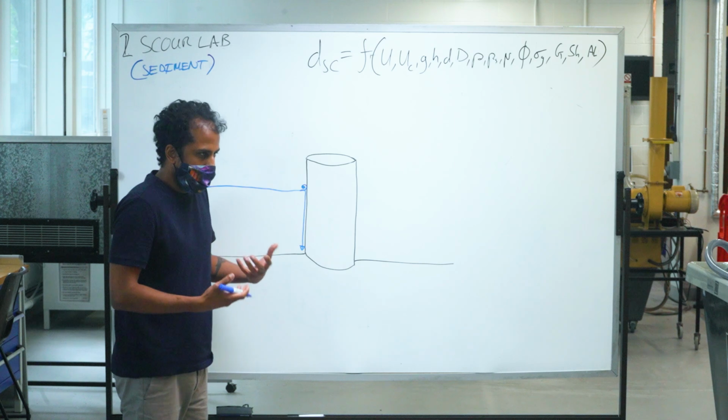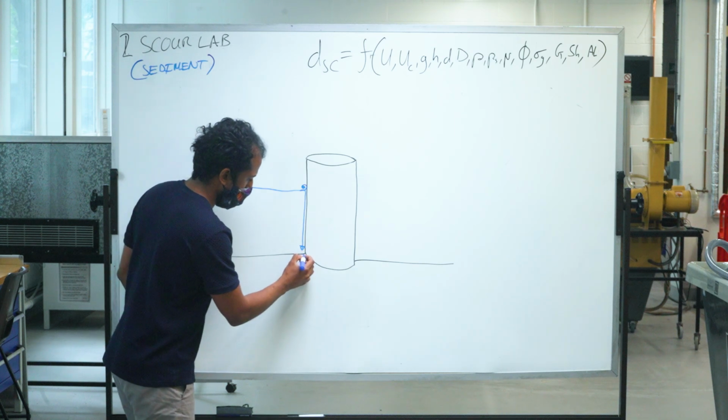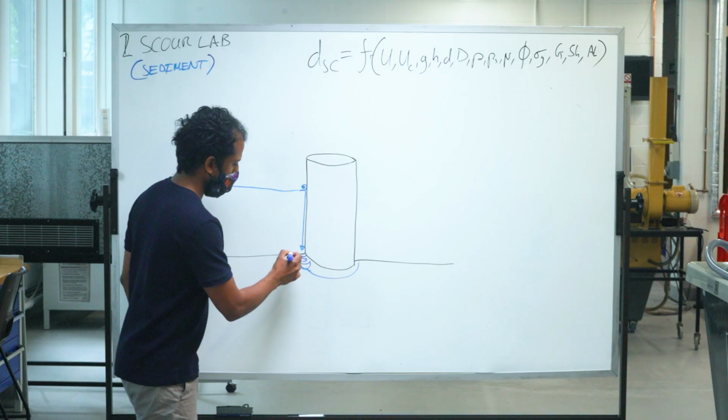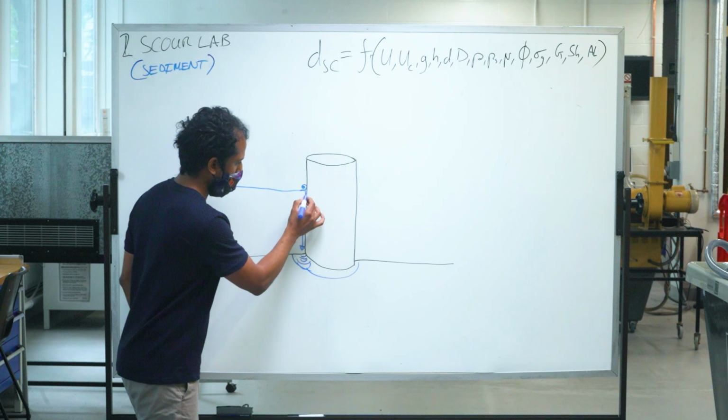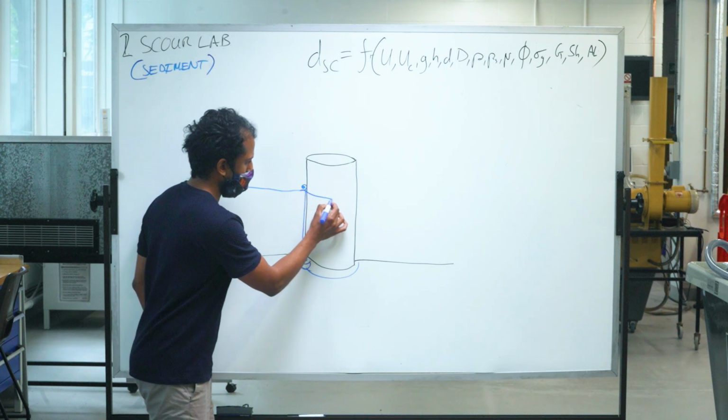It can be moved if the velocity increases. And so we get the development of a scour hole. So a hole starts to develop around our structure. You'll also get the boundary layer around the side of the structure as some of the flow is pushed around the side here.